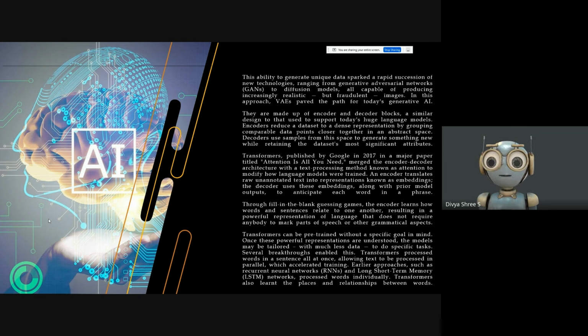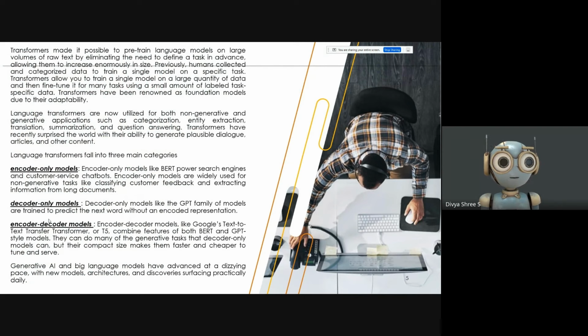Transformers can be pre-trained without a specific goal in mind. Once these powerful representations are understood, the models may be tailored with much less data to do specific tasks. Several breakthroughs enabled this. Transformers processed words in a sentence all at once, allowing text to be processed in parallel, which accelerated training. Earlier approaches such as recurrent neural networks and long short-term memory networks processed words individually. Transformers also learned the positions and relationships between these words. So they made it possible to pre-train language models on large volumes of raw text by eliminating the need to define a task in advance, allowing them to increase enormously in size.